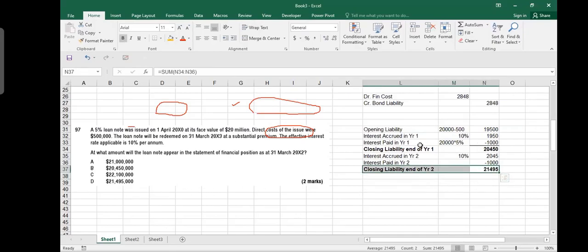Your interest payments which you are making are fixed. 1 million here and 1 million here. They will not change because you are paying 5% on the face value. The face value of the bond is 20 million. 5% of the face value is 1 million. You are paying 1 million interest every year. That is pretty much clear.